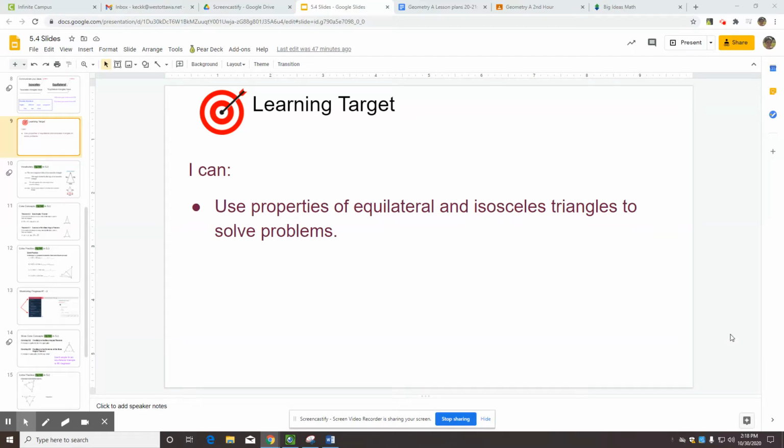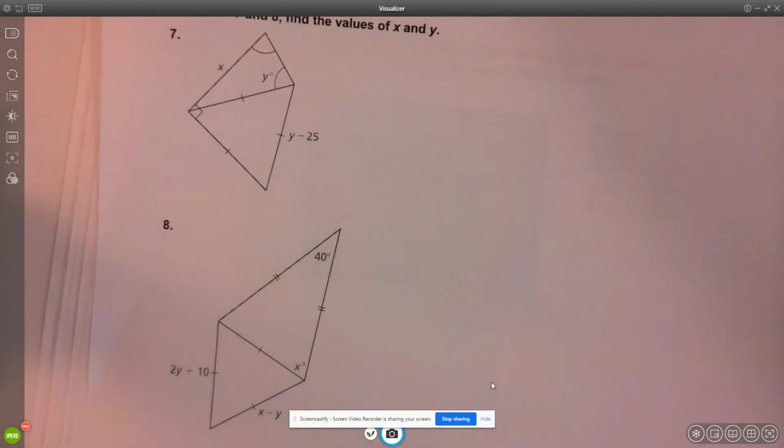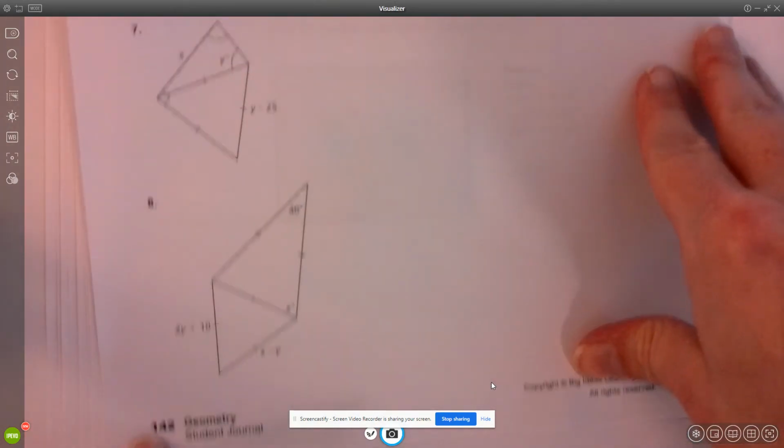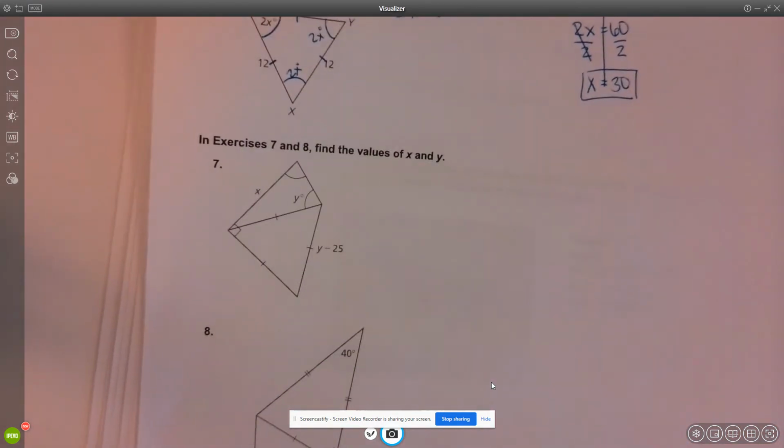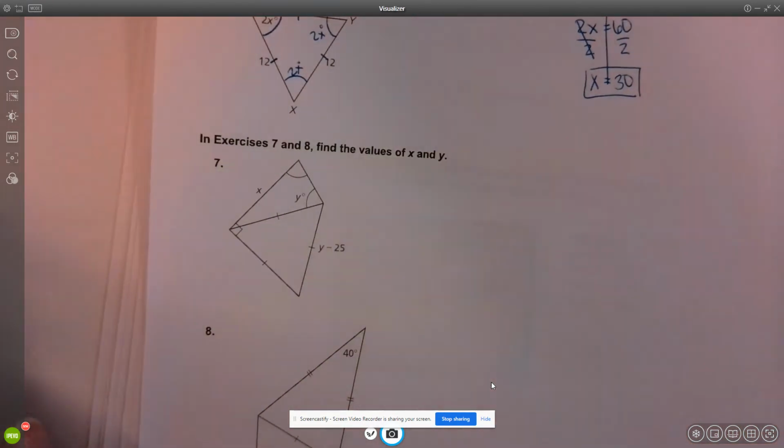In this final video for lesson 5.4, we're going to be taking all of our properties of equilateral and isosceles triangles and putting them all together to solve problems and find missing measures. So we need to turn to page 142 in your student journal. Page 142. And in 7 and 8, which we're going to do, we're going to find the values of x and y.